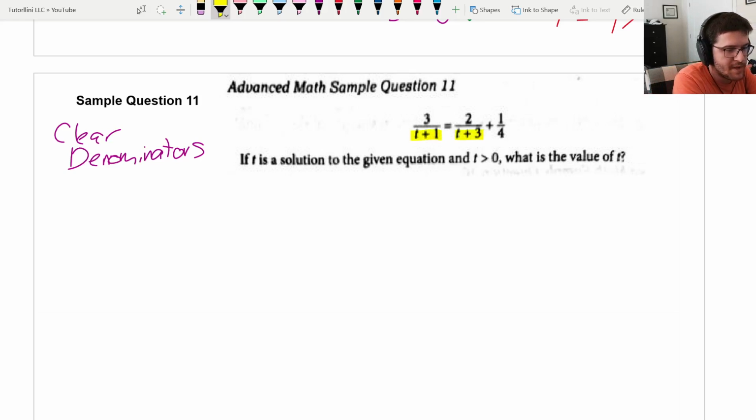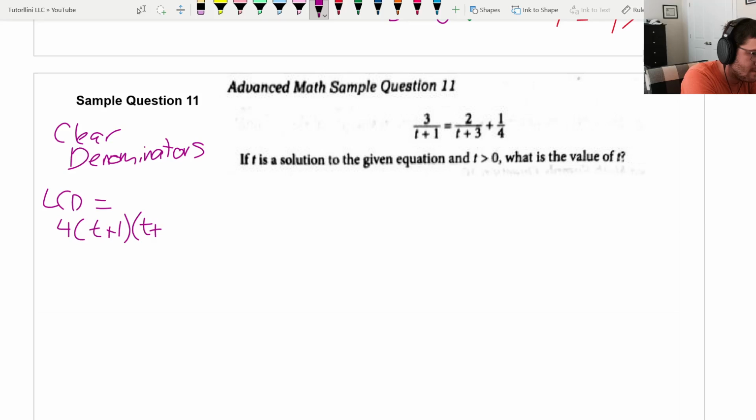For this one, t plus 1, t plus 3, and 4. None of these factors have anything in common. They don't both have a t plus 1, they both don't have a t plus 3, and they both don't have like a 4 or a 2 or something. So they have nothing in common. So the LCD is just all of them multiplied together. So hopefully that kind of makes sense. So the LCD is 4 times t plus 1 times t plus 3.